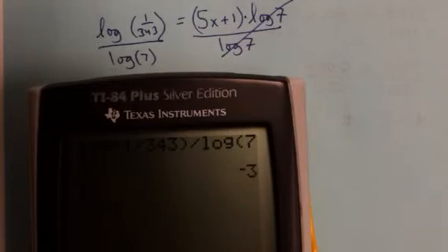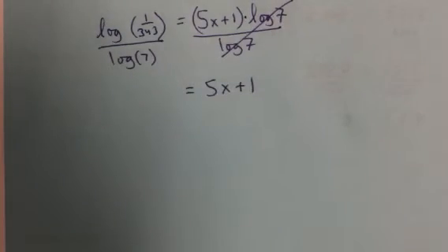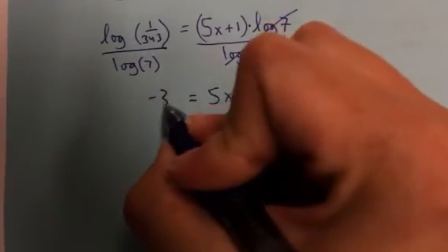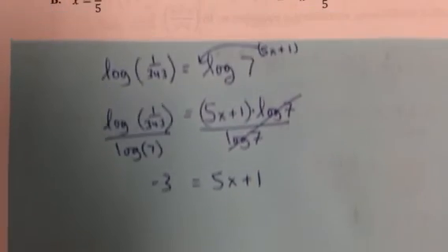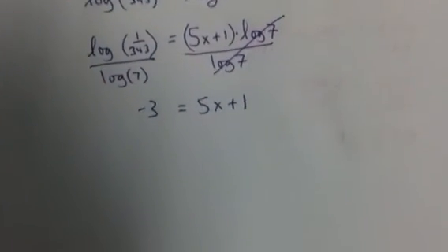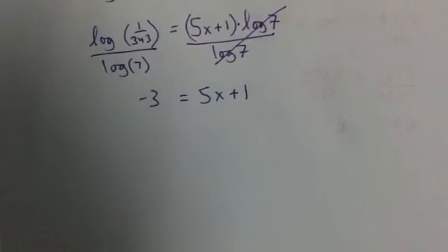And we get negative 3. So I'm going to go ahead and replace all that ugly log stuff with negative 3. Now we have the same exact problem that we had last time. So just solve for x and you'll get negative 4/5.